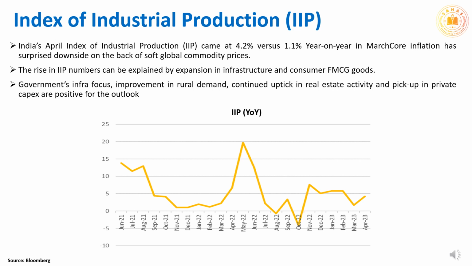Government's infrastructure focus, improvement in rural demand, continued uptick in real estate activities, and pickup in private capex are positive for the outlook. Increase in MSP for Kharif crops will continue to support rural demand, with a downside risk due to delayed monsoon. Further, EV data indicate continued resilience in economic activities despite global headwinds. However, there are some concerns on sustenance of higher economic activities in coming months due to lagged impact of the RBI's steep interest rate hikes by 250 basis points and global slowdown concerns.